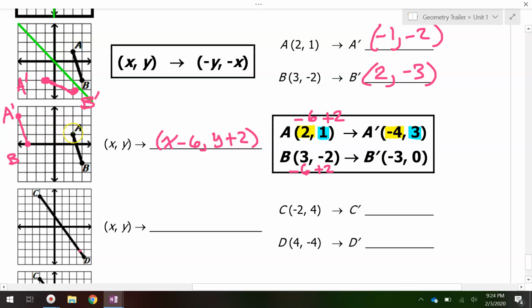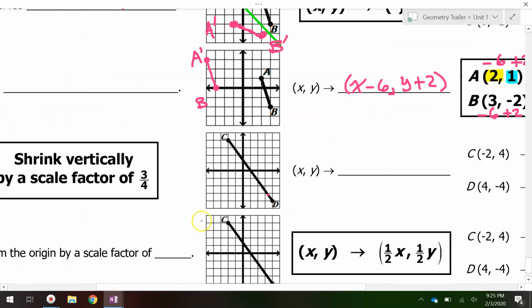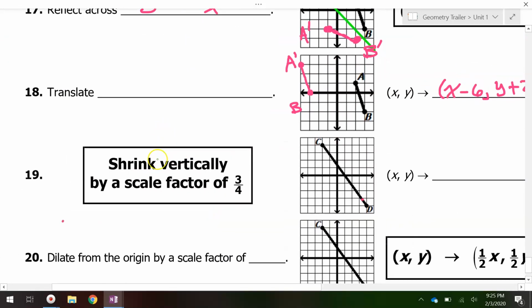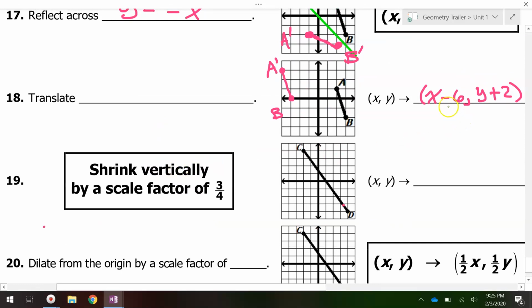And you can see to get from A to A prime, you would have to go left 6, and then up 2. So that's x minus 6, and y plus 2. So that's another way you could have done it. That might even be easier. All right. Oh yeah, we still have to do the translation. So we will go ahead and now say left 6, up 2.